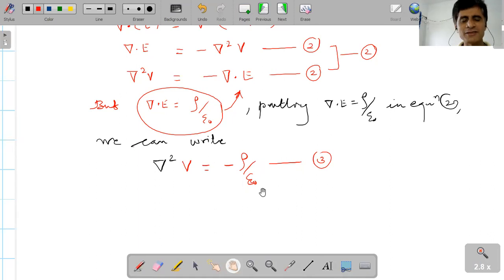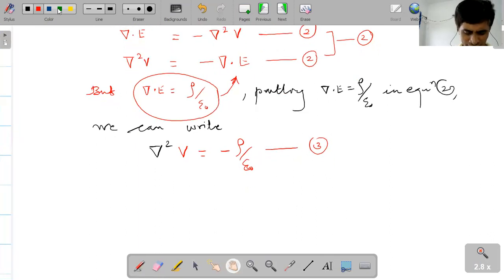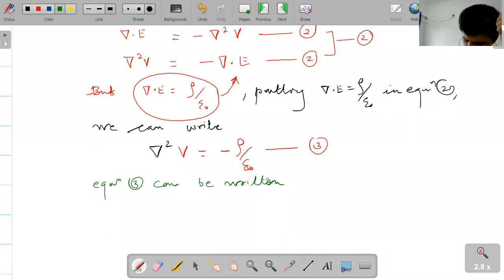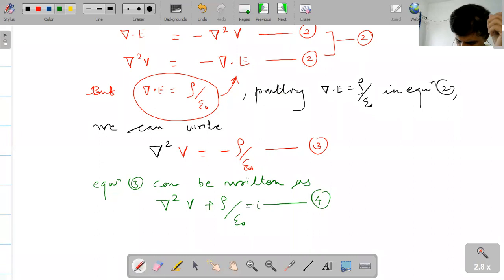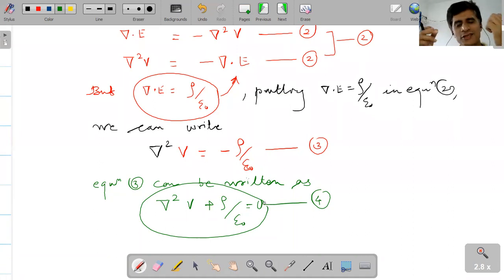Poisson's equation. And dear student, equation 3 can also be written as, I will use a different color. Is it correct? Now, in the exam you can write up to 3 or you can write up to 4. Both are Poisson's equation. Means equation 3 and 4 represent Poisson's equation.